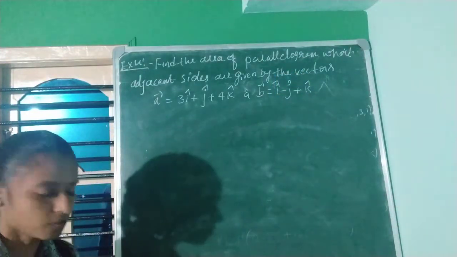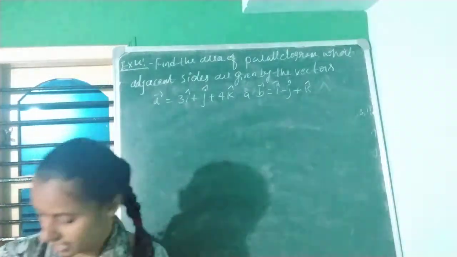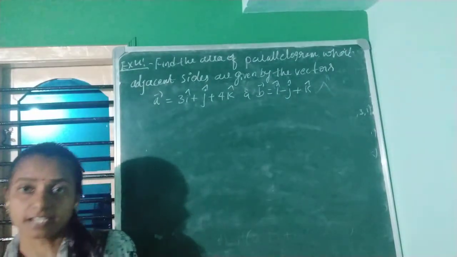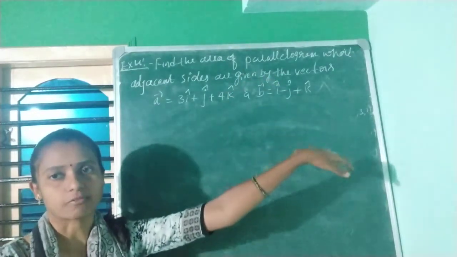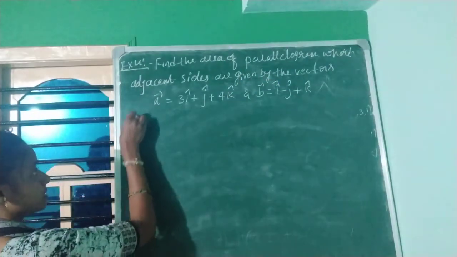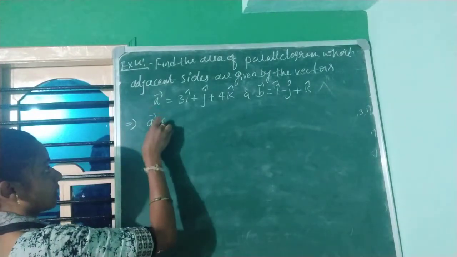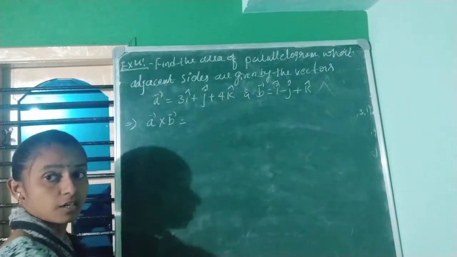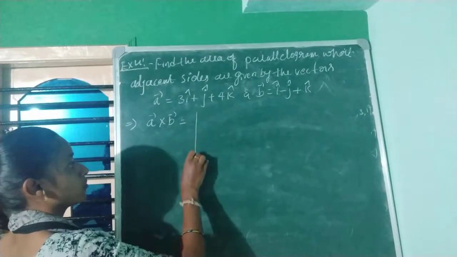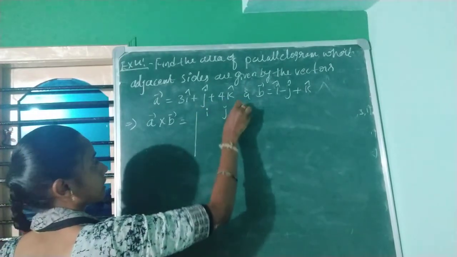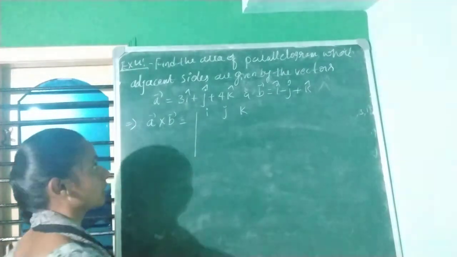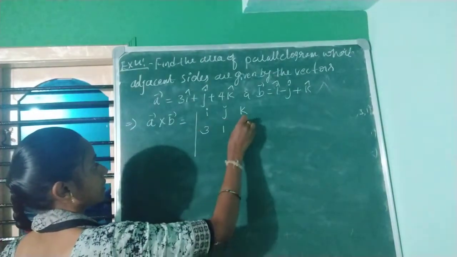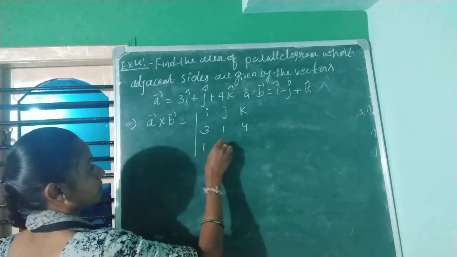So what do you do now? So we need to find the area of parallelogram. So for that you need to do a cross product and take the magnitude of that one. Okay. So here vector A cross vector B is a determinant of first row is ijk, second row is coefficient of ijk in vector A, that is 3, 1, 4, 1, minus 1, 1.